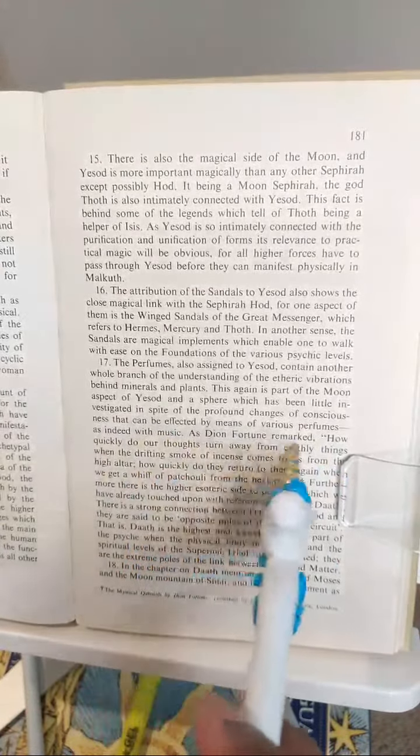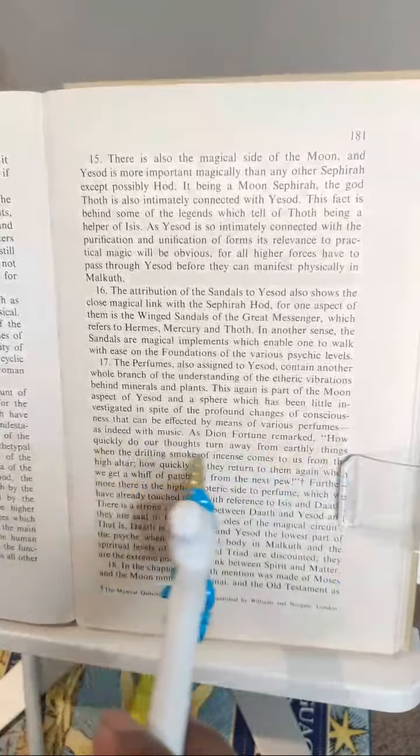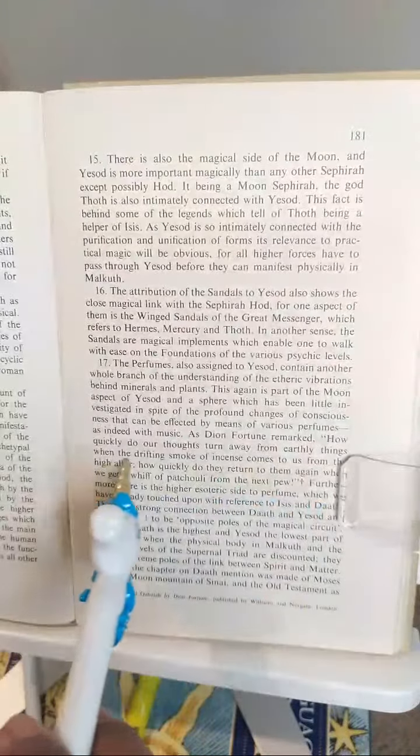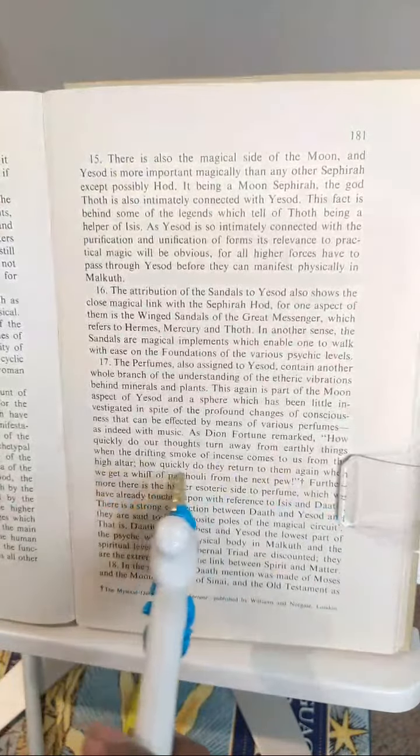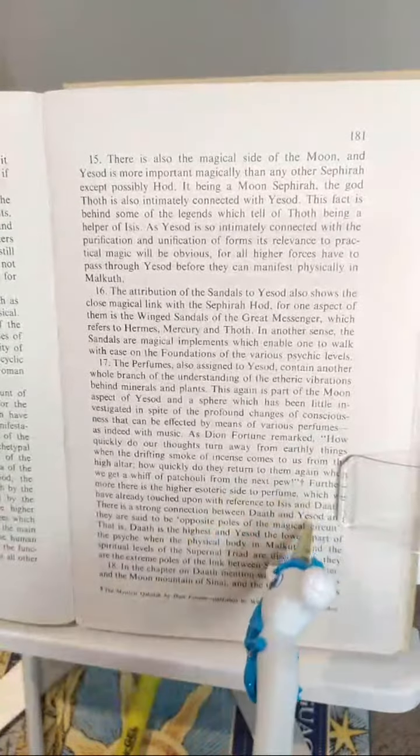As the unfortunate remarked, how quickly do our thoughts turn away from earthly things when the drifting smoke of incense comes to us from the high altar? How quickly do they return to them again when we get a whiff of patchouli from the next pew?